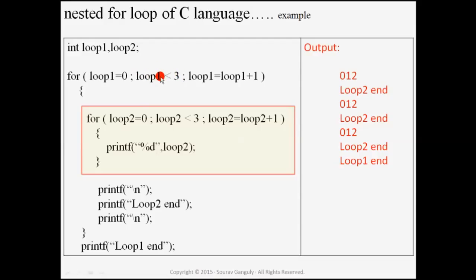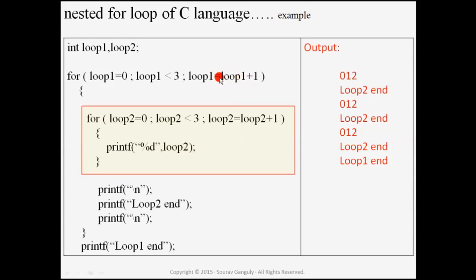Yes, the new value of loop 1 is 1, so 1 less than 3, this condition becomes true, and the cursor will directly come here again. It will initialize loop 2 with 0 again, but loop 1 will not be initialized again because we stay in this for loop. After that, when this condition becomes false, the cursor will come here and execute this whole section, and again the cursor will go here directly.